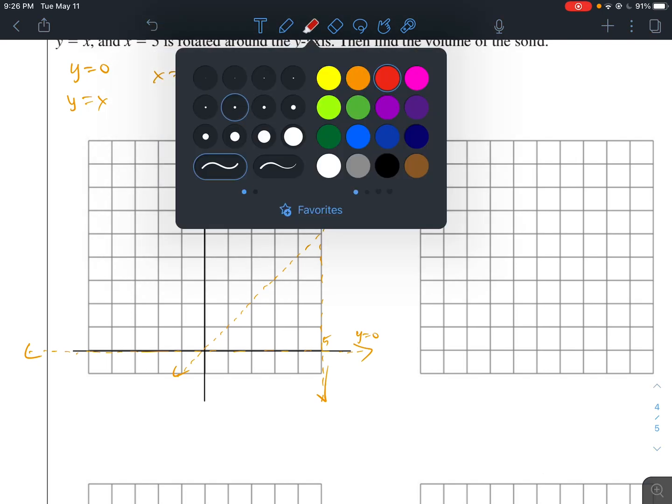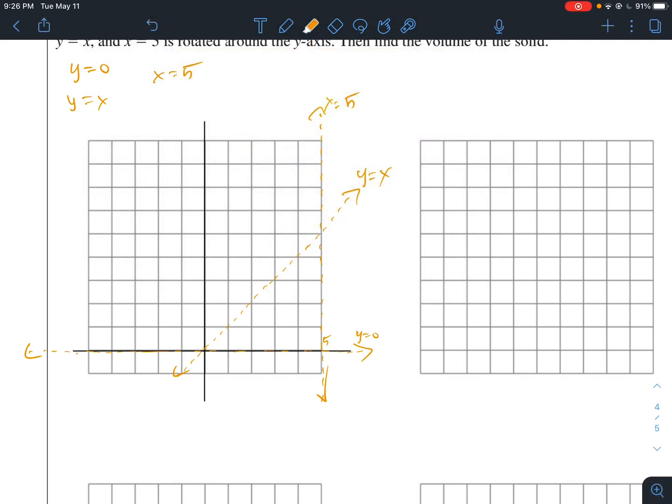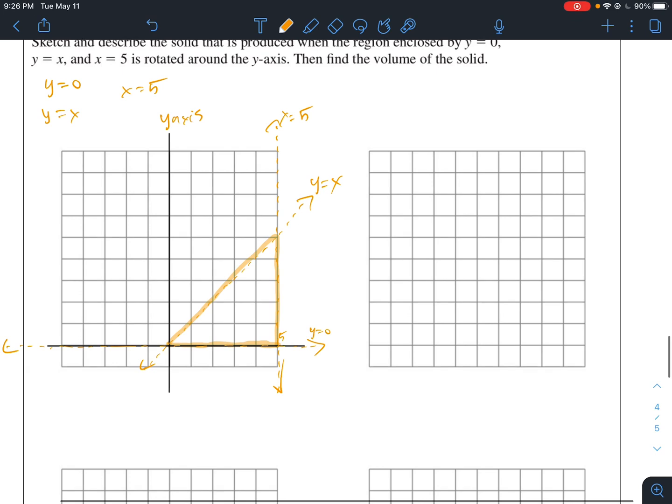Now, right here is the region that is bounded. This is a bounded region, like right there. So you see how these three lines make this region. And so what we're going to do is rotate it about the y-axis, which is right here, and we're going to see what it might look like. Okay, so let's first reflect it over the axis.